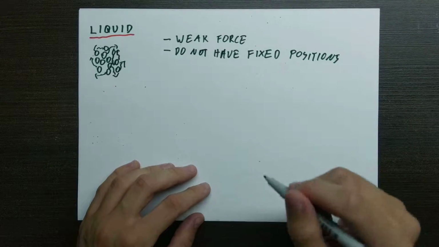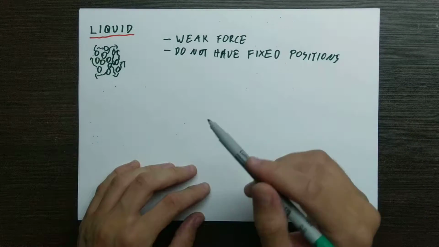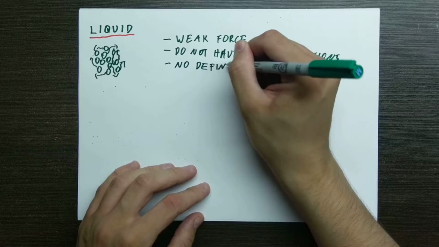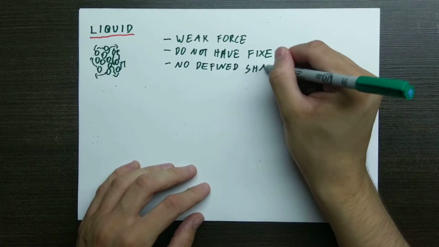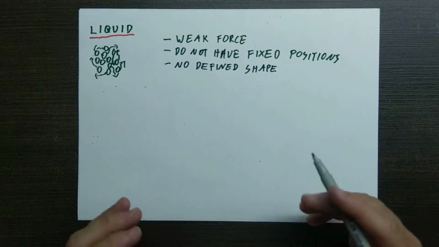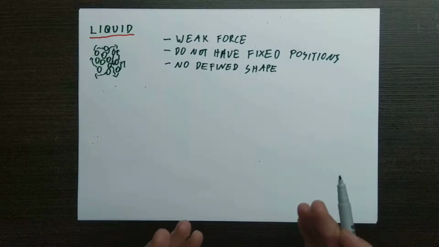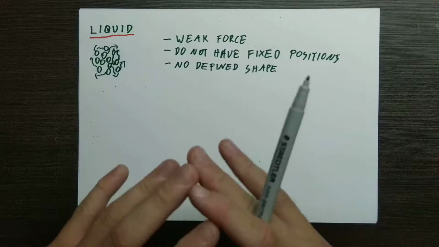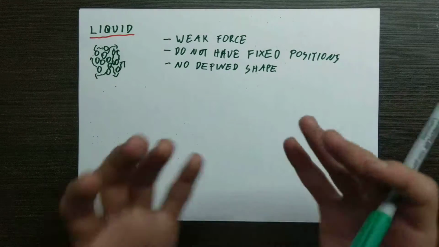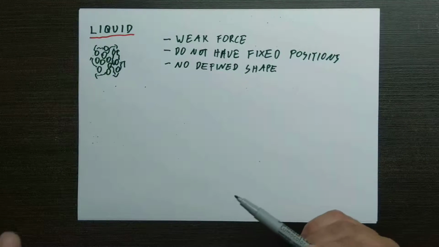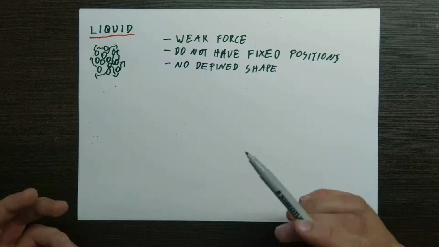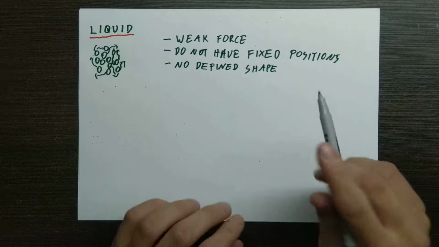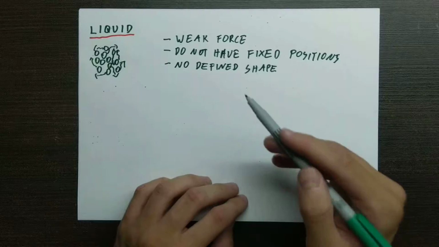What goes with that is that the liquid does not have defined shape. So what it means is that obviously liquid does not have its own shape. So liquid fills the shape of a container it's in. If we pour it into a bottle, it will fill the shape of the bottle. If we pour it into a mug, it will fill the shape of the mug. If we pour it into, I don't know, a hip flask, it will fill the shape of the hip flask. So liquids do not have defined shape.